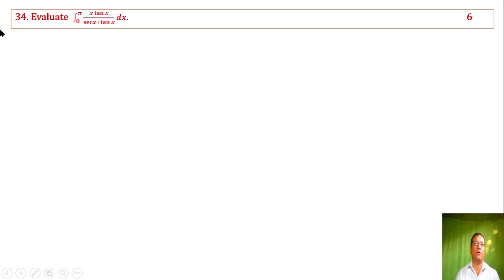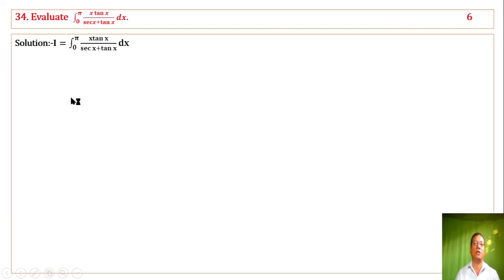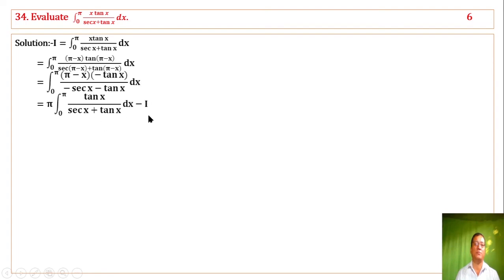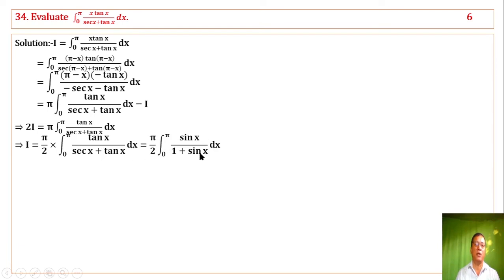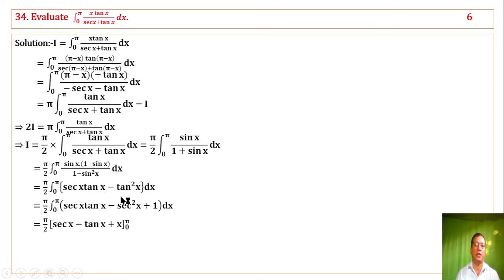Question number 34. Evaluate the definite integral, 6 marks. Using the 0 to a property, we have this; evaluate and express in the simplest form. Transfer I to the left side, we have 2I equal to this. Express tan x by sin x by cos x and simplify. Multiply numerator and denominator by 1 minus sin x. We have this. The denominator becomes cos square x; dividing in the numerator, we have sec x tan x, whose integrand is sec x, and sec square x, whose integrand is tan x. Evaluate and simplify. We have pi by 2 times of pi minus 2.